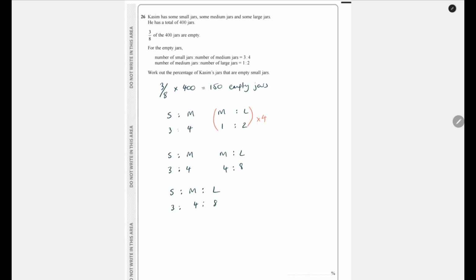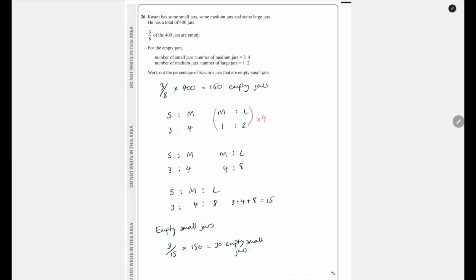Now, whenever we're dealing with ratios, we need to find what the total is. So that's 3 plus 4 plus 8, which is equal to 15. And so the ratio of empty small jars is 3 over 15 multiplied by the total number of empty jars, which we worked out was 150, and that is equal to 30 empty small jars.